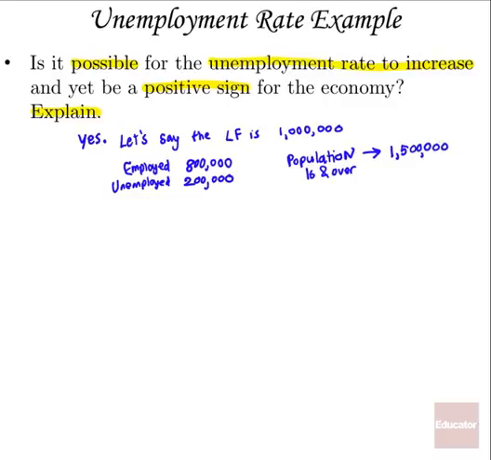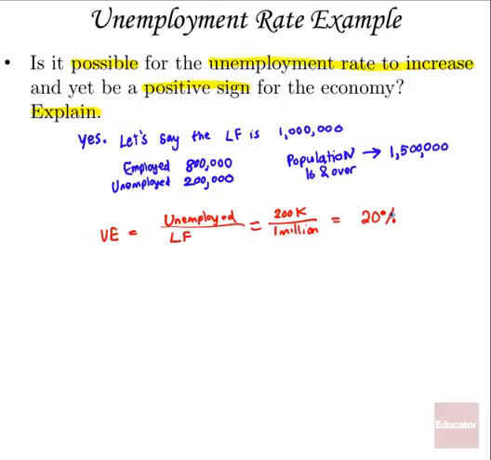So is it possible for the unemployment rate to increase and be a positive sign for the economy? Well, let's take a look here. The unemployment rate given this situation, you take the unemployed divided by the labor force. So you end up having an unemployment rate of 200,000 divided by the labor force of 1 million, so the unemployment rate is 20%. Again, in the United States, this would be awful, but everything is really relative. Some countries, 20% might actually be an improvement.